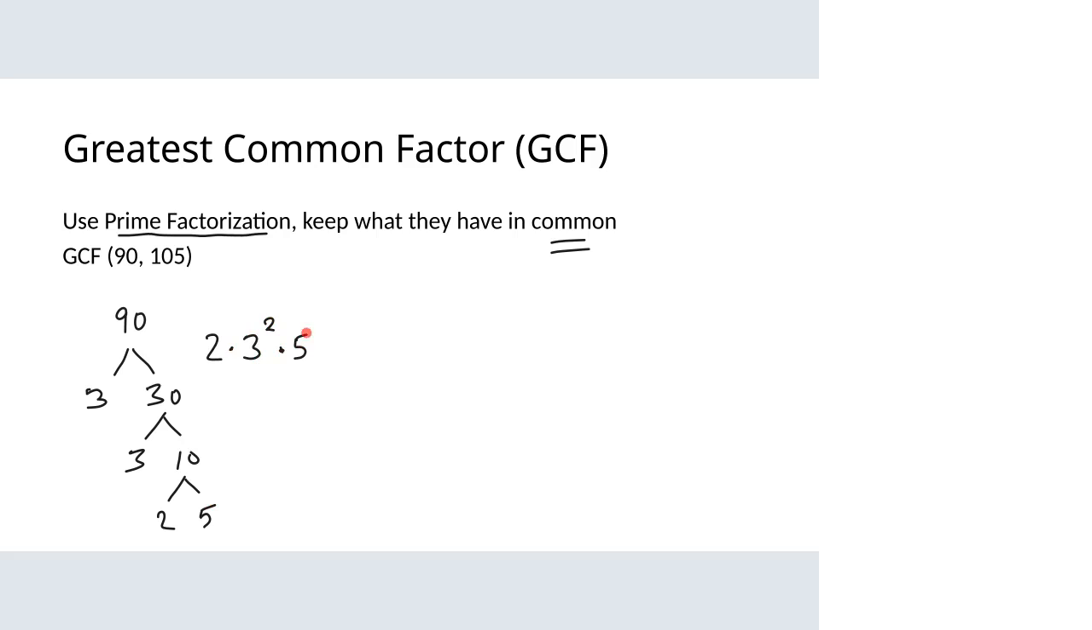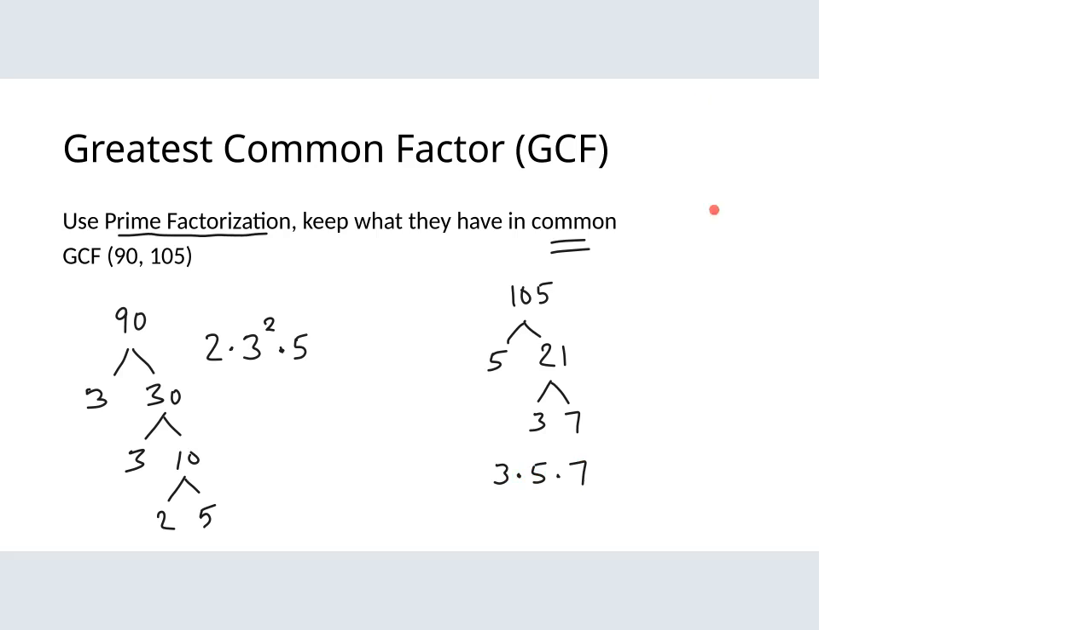Then we need the prime factorization of 105. Gosh, I don't know, but I know 5 will go in since it has that 5 on the end. So 105 divided by 5 is 21. That's 3 times 7. That's it. So this is just 3 times 5 times 7. I've got the prime factorization of each.